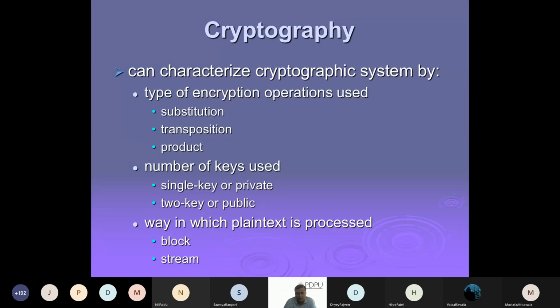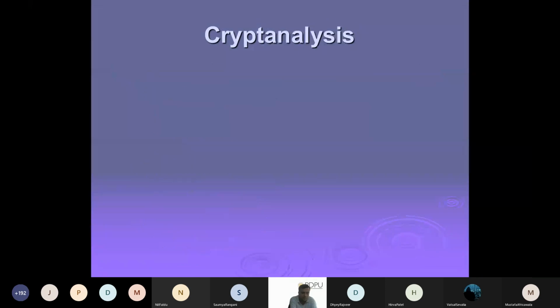It means whatever your message is, it is divided into some blocks, and then it is going to be encrypted and sent. In a stream cipher, whenever the bits are coming, they will start encoding the bits and then send them. So that's what it is going to be doing.